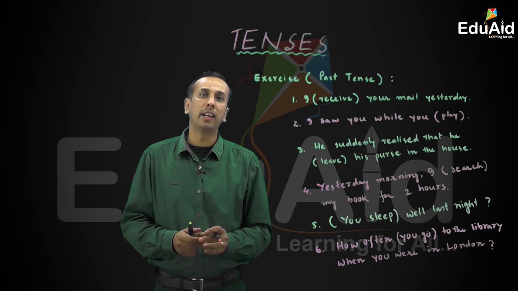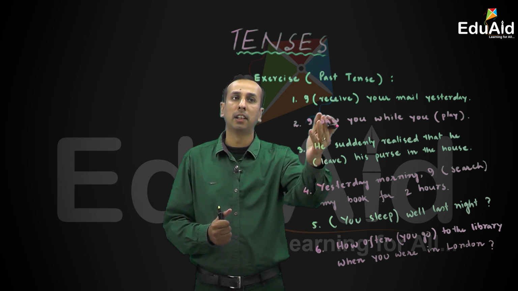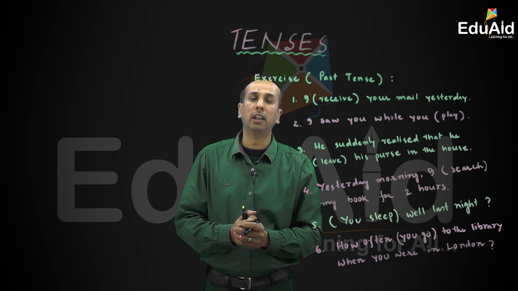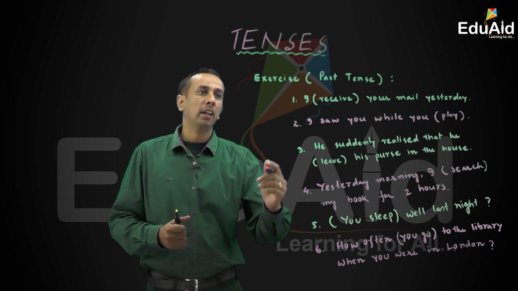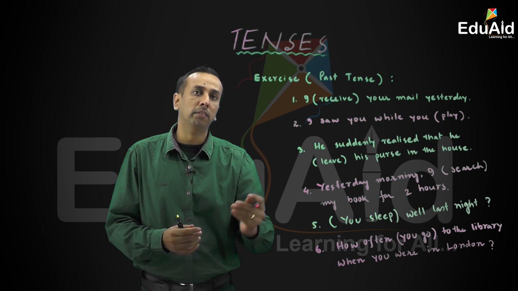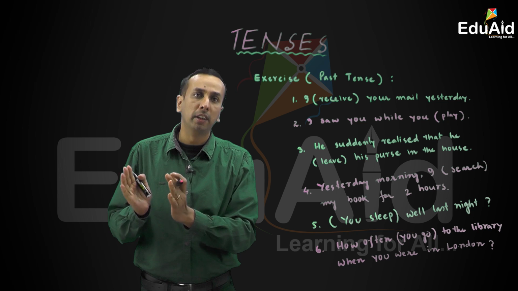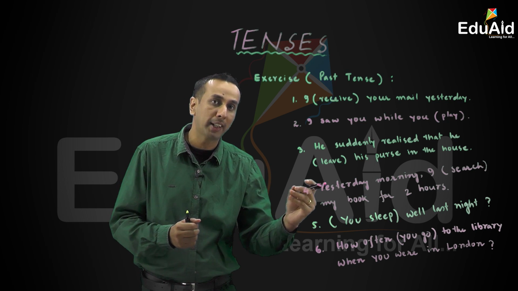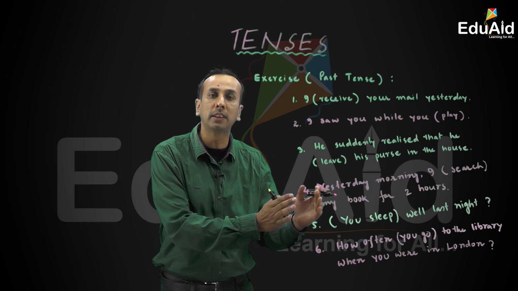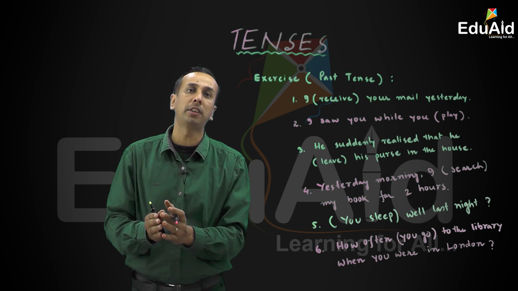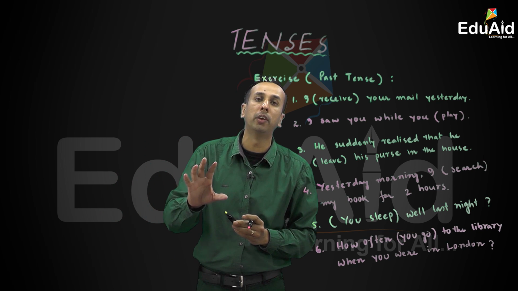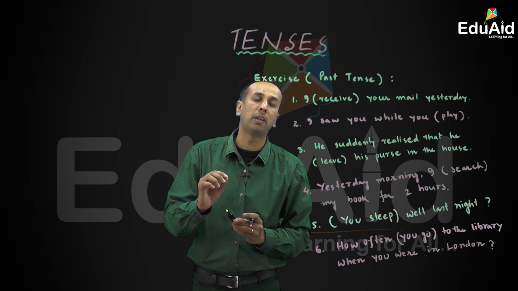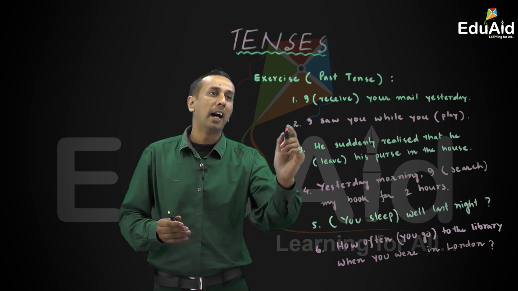Let's solve some exercise. 6 questions on your screen. As we did in the session where we discussed present tense, we solved some questions to pick out the clue words that give you the indication about time. Which word tells us about time is very important for us.